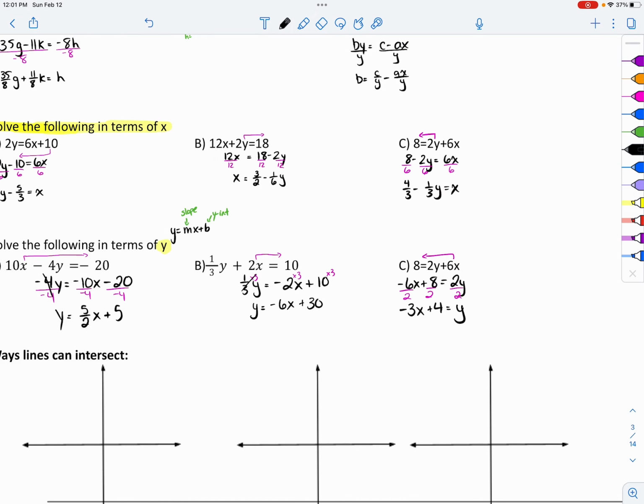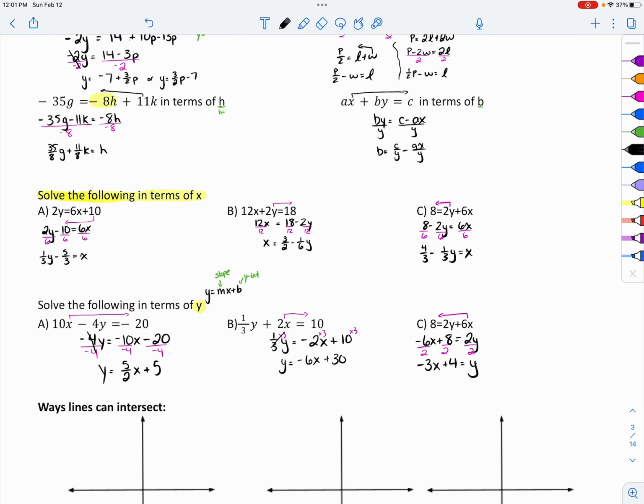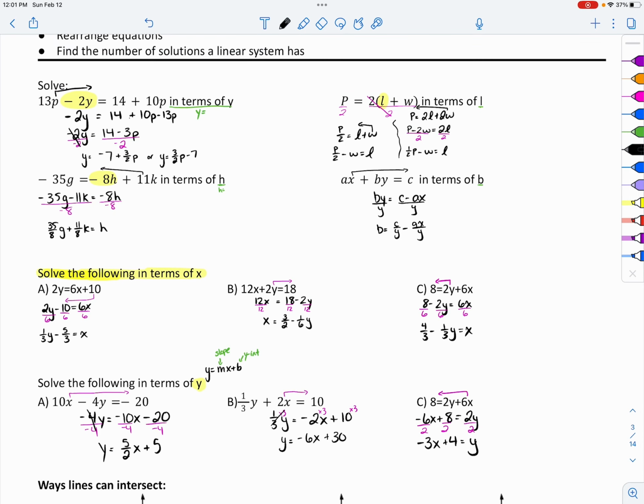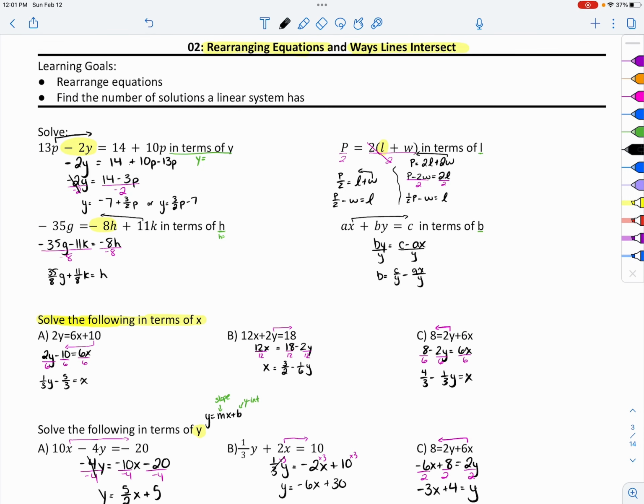So that covers the concept of rearranging. I'm going to do a second video that covers the concept of how many ways lines can intersect.